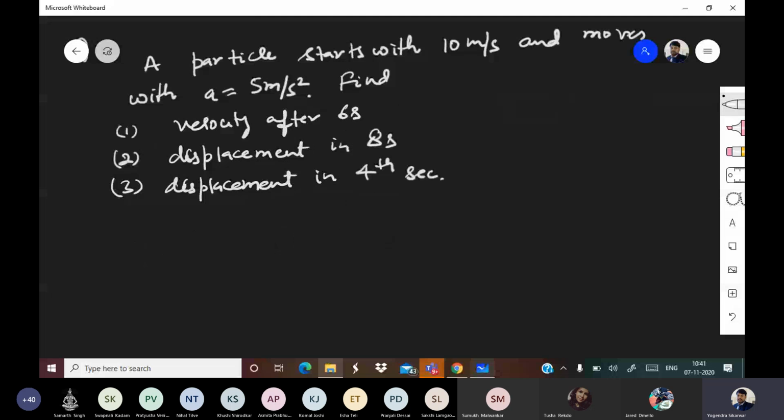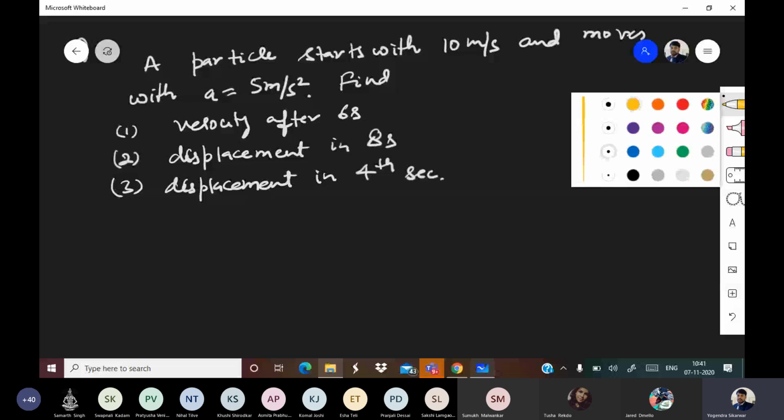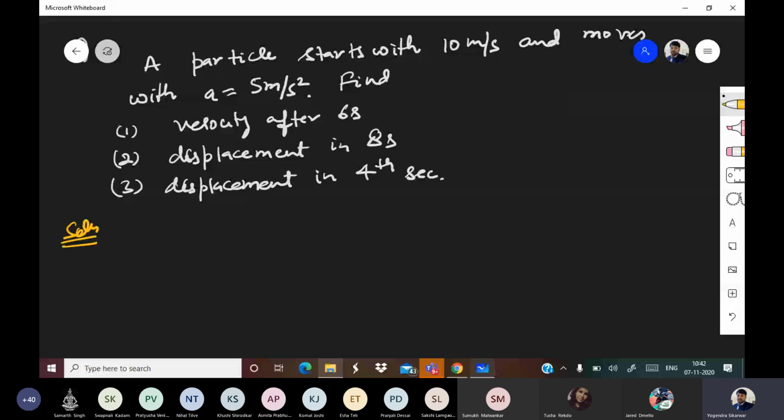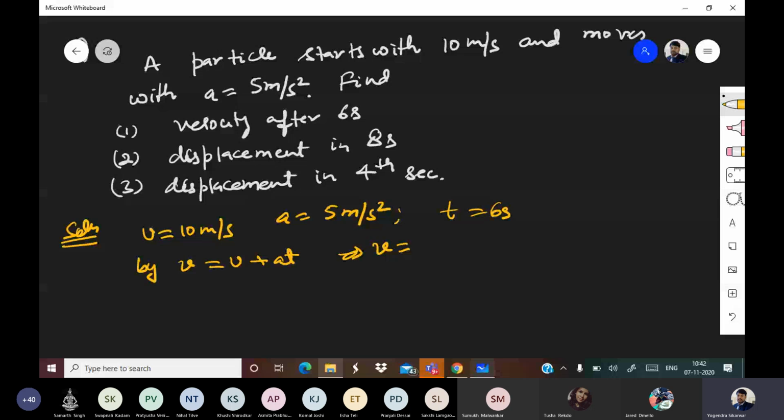Okay, everyone, please pay attention. So U is equal to 10 meters per second, A is equal to 5 meters per second square, and T is equal to 6 seconds. So by V is equal to U plus at, V is equal to U, 10, plus 5 into 6. So that becomes 40 meters per second.